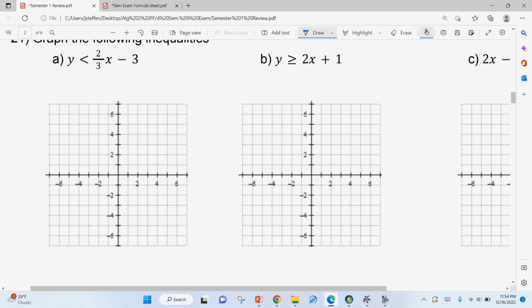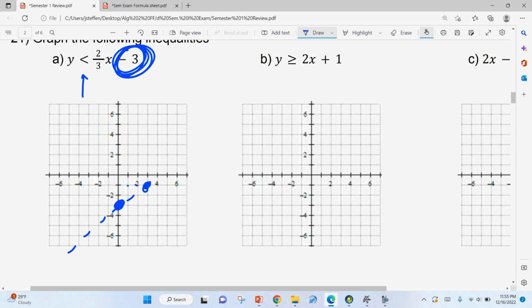All right, the next ones we have inequalities. Again, this is your y-intercept. So your y-intercept is on your y-axis, the up and down axis. I go up 2 over 1, 2, 3. This is a dotted line because there's not the line under it.